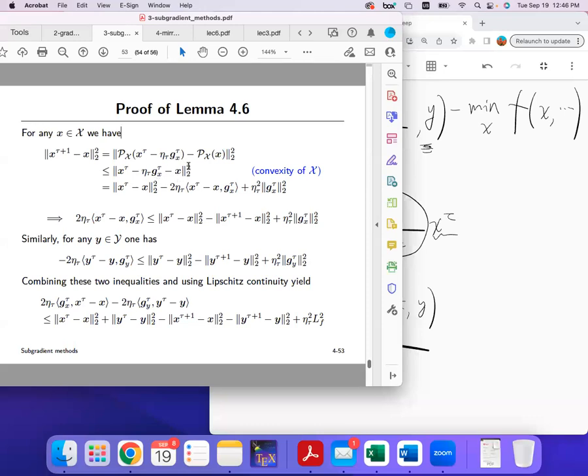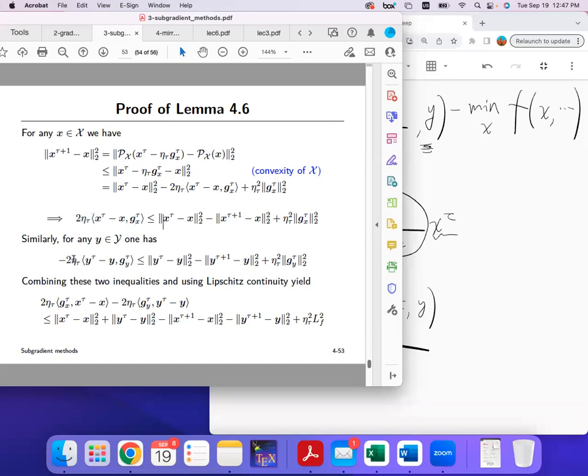Then for this quadratic term, I can expand it, and I get these three terms. Then rearrange this inequality. Put this inner product term on the left-hand side, and all the other terms on the right-hand side, and I end up with this one. This shows that we can bound this type of inner product using a bunch of quadratic distance terms.